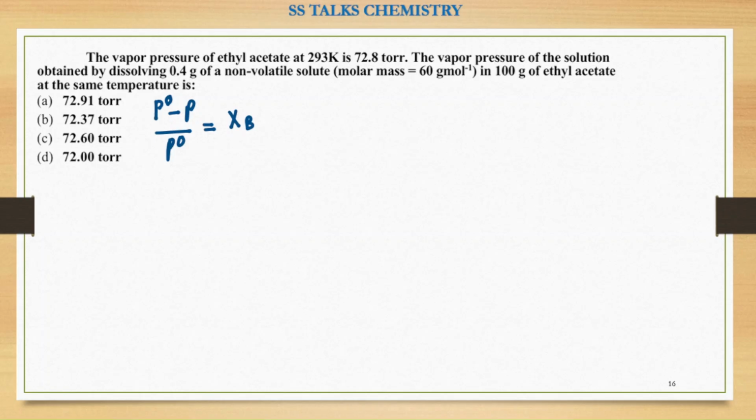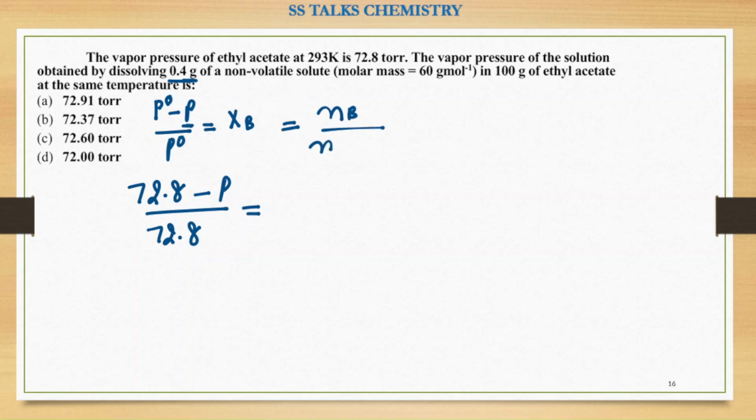Right. So now we want to find this P value, that is, the vapor pressure of the solution. The P naught value we are given, that is 72.8, so (72.8 minus P) upon 72.8 is equal to the mole fraction of the non-volatile solute that we are adding to it. So the mole fraction of the non-volatile solute will be equal to the number of moles of this upon the total number of moles of the solution, which is solute plus solvent, where this n_NV represents the number of moles of solute.